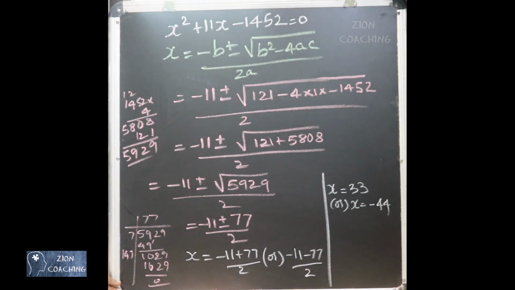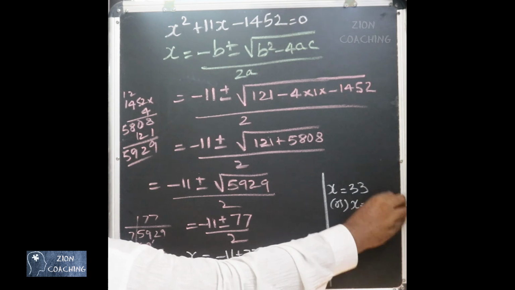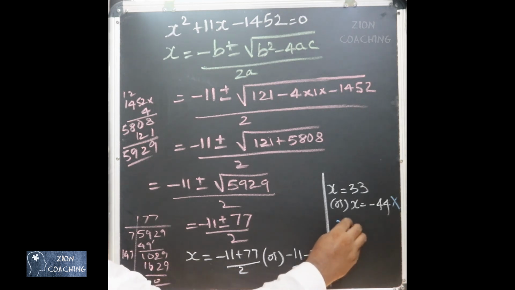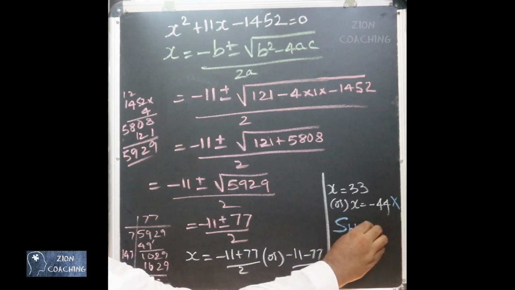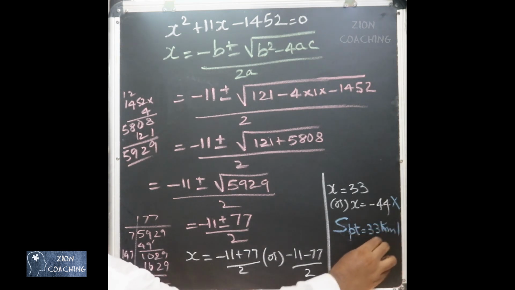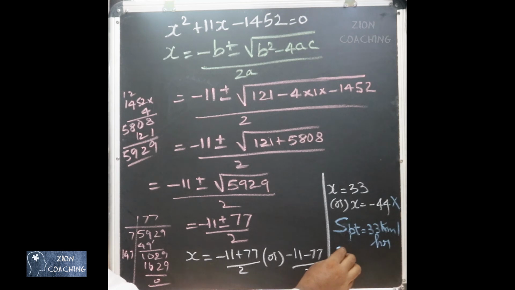Now you know that minus 44 is not possible because speed cannot be minus 44 km per hour. So the speed of the passenger train is equal to 33 km per hour. Since the speed of the express train is 11 km more, the speed of the express train is going to be 44 km per hour.